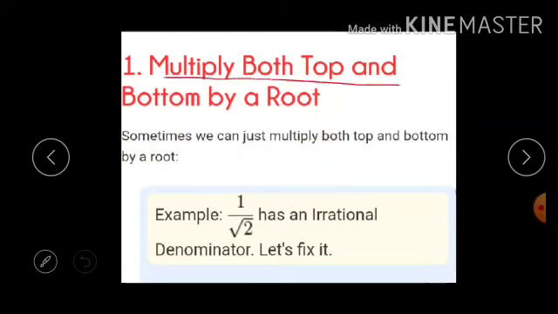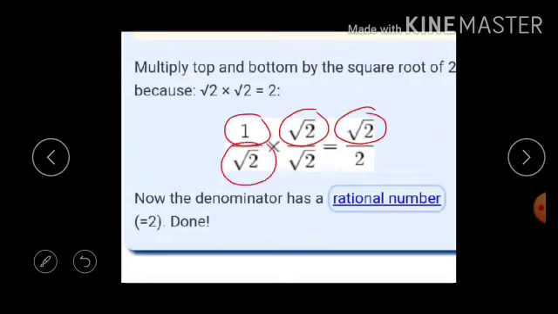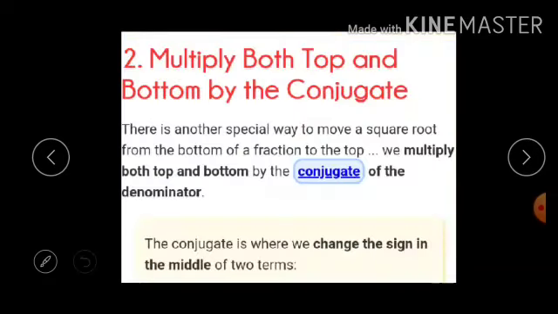Multiply both top and bottom by our root. Sometimes we can just multiply both top and bottom by our root. For example, 1 upon square root of 2 has an irrational denominator. Multiply top and bottom by the square root of 2. 1 multiplied by square root of 2 is equal to square root of 2. Square root of 2 multiplied by square root of 2 is equal to 2. Now the denominator has a rational number, which is 2.